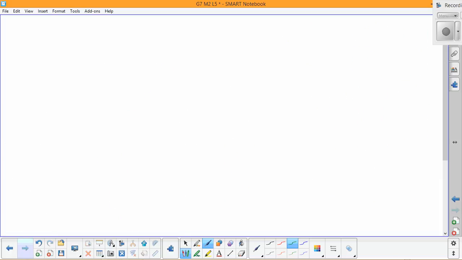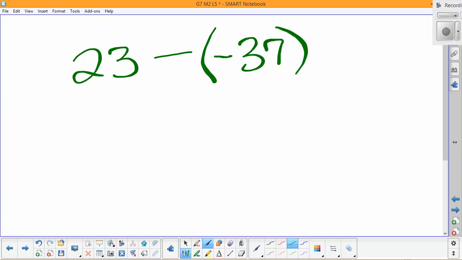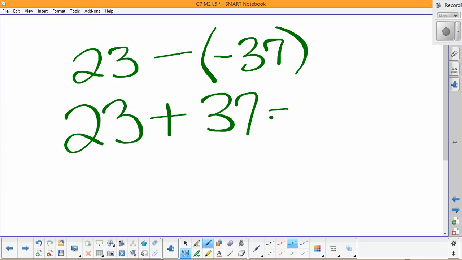So let me do an example of something that wouldn't be easy to do on a number line. 23 minus a negative 37. I keep the first, change the sign, so now it's positive 37, and I will get 60.